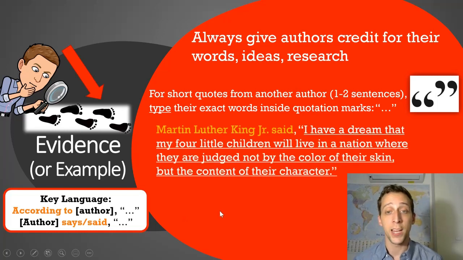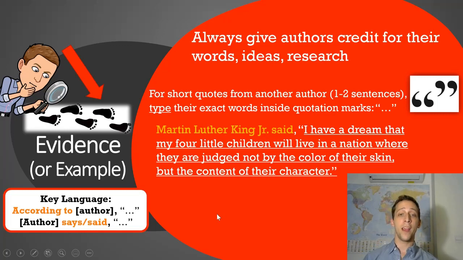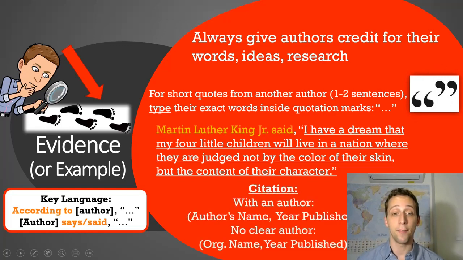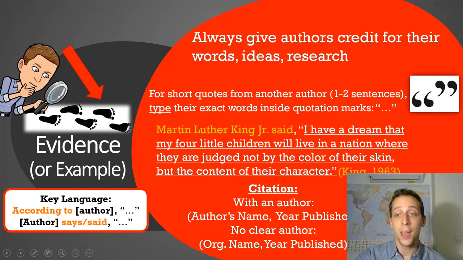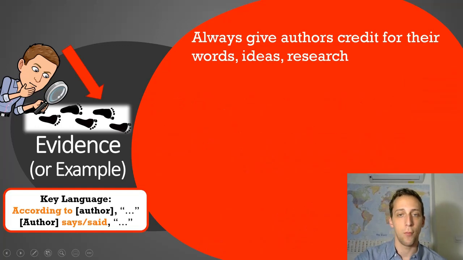So, using an exact quote from Martin Luther King's I Have a Dream speech: "I have a dream that my 4 little children will live in a nation where they are judged not by the color of their skin, but the content of their character." These are Martin Luther King's exact words typed here in these quotation marks. And it's very important to have these. But now that's not enough. Now I need to always include a citation for his words. So with an author, I found the author's name and the year published. King, 1963, for this example.